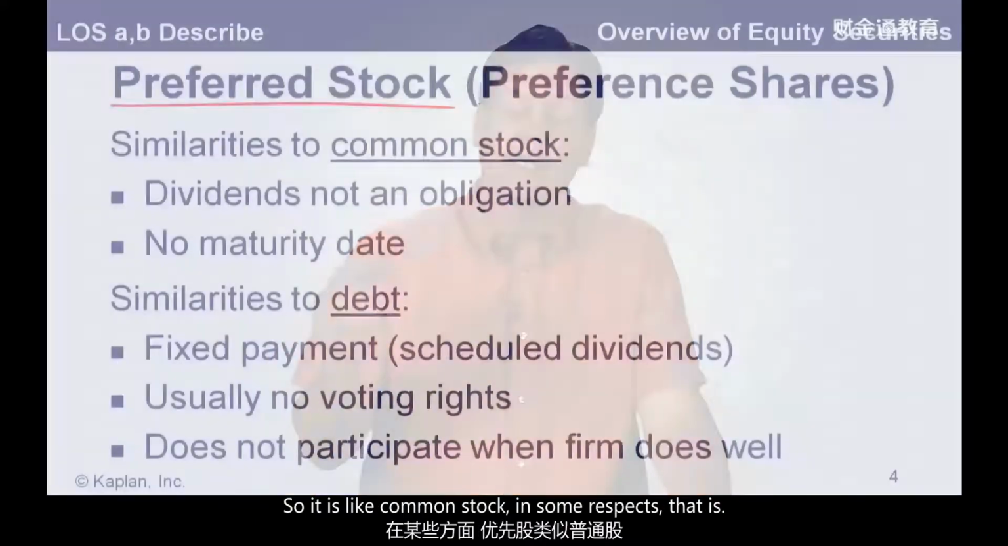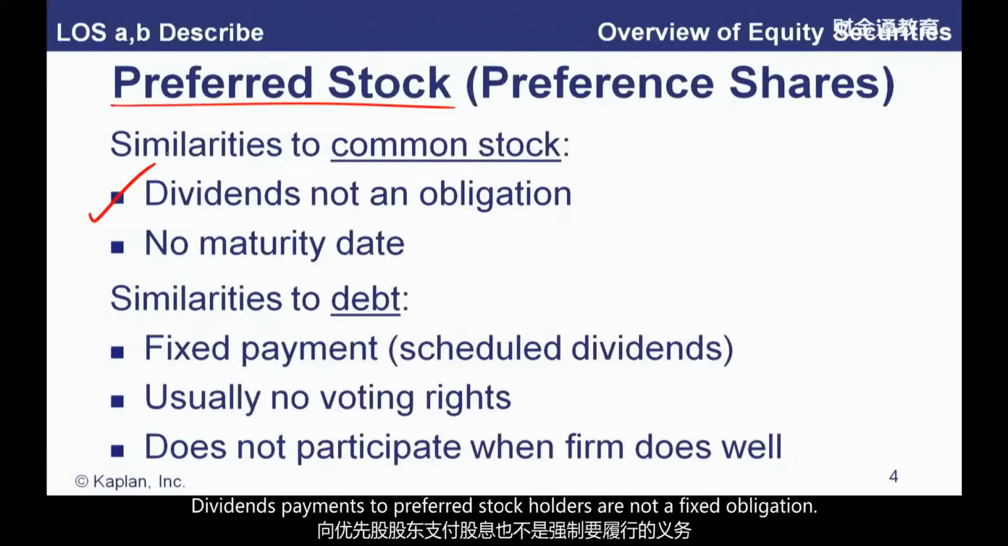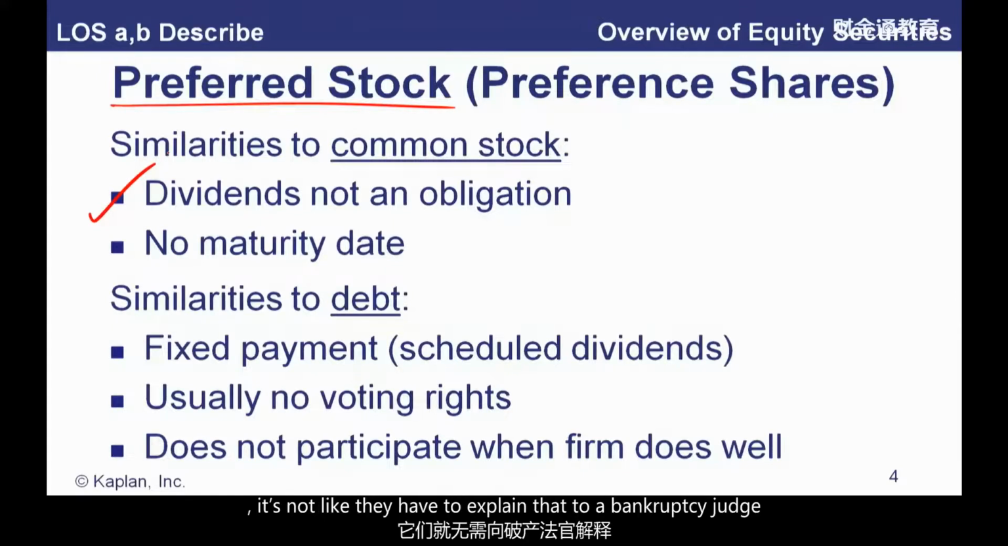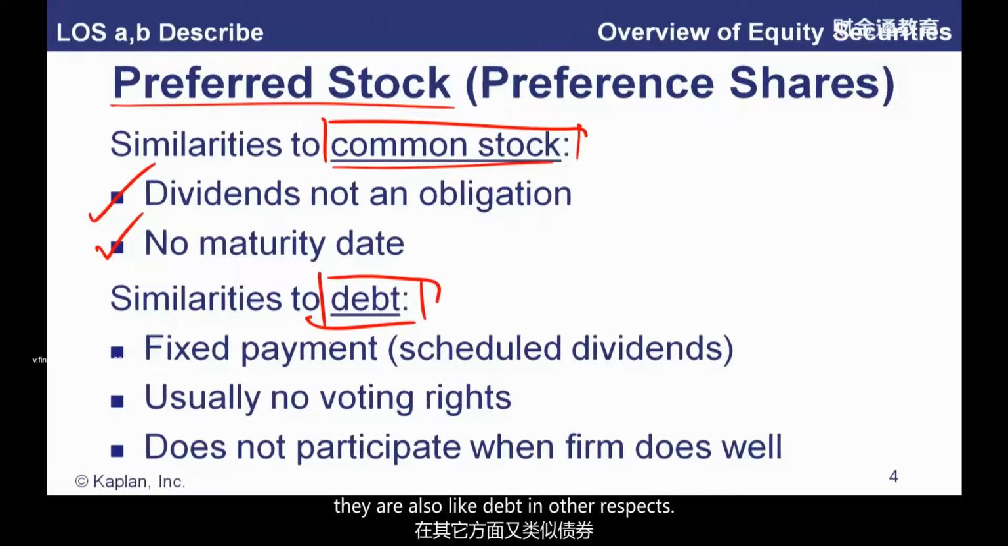So it is like common stock in some respects. That is, the dividend payments to preferred stockholders are not a fixed obligation. If a firm doesn't make a dividend payment, it's not like they have to explain that to a bankruptcy judge. And these are infinitely lived securities, so there's no maturity associated with preferred stock. But while they're like common stock in some respects, they're also like debt in other respects.